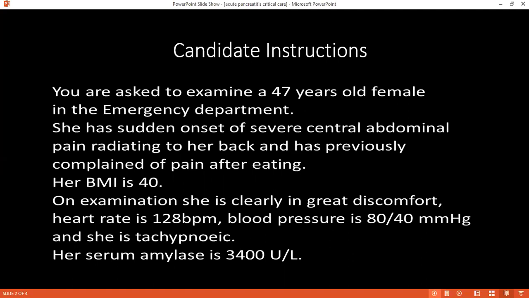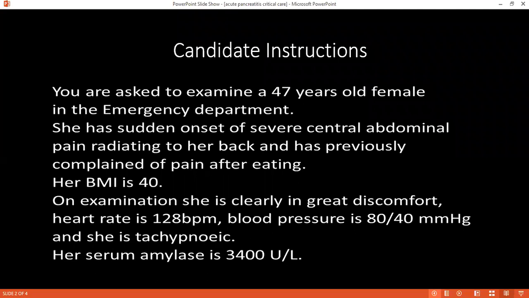Can you please tell me what is your provisional diagnosis for this patient? Patient most likely has acute pancreatitis. What other differentials would you consider? Patient might have acute colitis, ascending cholangitis, or a perforated ulcer. Okay, it could even be a pseudocyst. Can you please tell me what are the causes of acute pancreatitis?